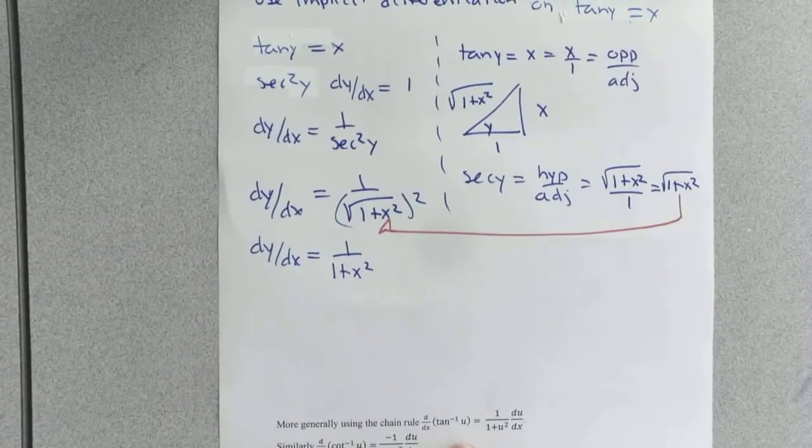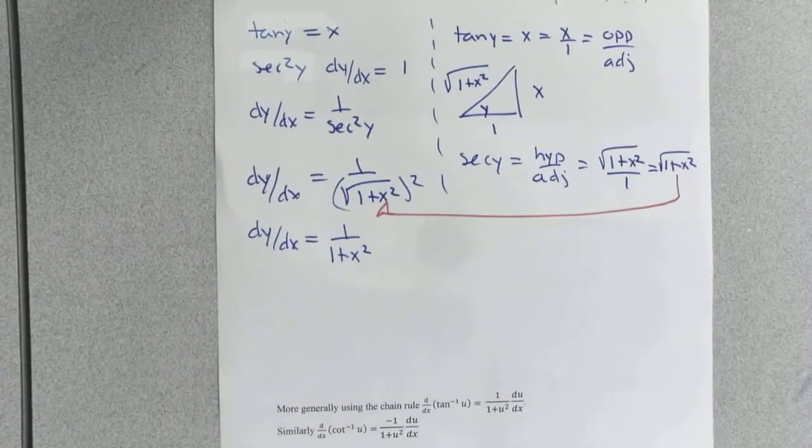And so more generally, where u represents a function, the derivative of tan inverse of u is 1 over 1 plus u squared, du dx. And if we happen to do cotangent inverse, same thing, just negative 1 over 1 plus u squared, du dx.